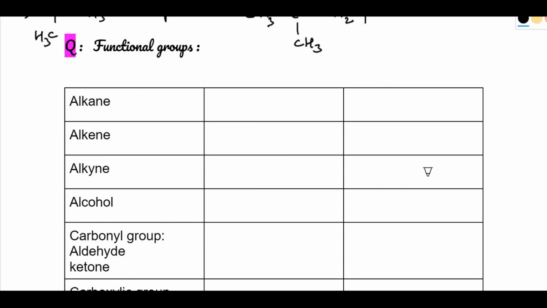Now coming to functional groups: alkane, alkene, alkyne. I'm writing the general form of these. Alkane is CnH2n+2. The first member is CH4, methane. The next is C2H6, that is ethane. The third is C3H8, that is propane. Methane, ethane, propane, butane. Methane is the one that you see in natural gas. Butane is the one that you see in LPG gas cylinders.